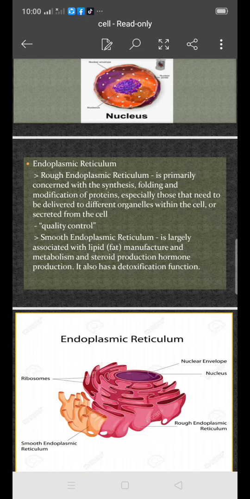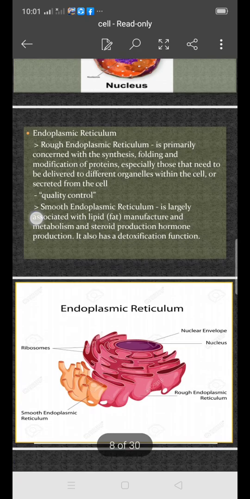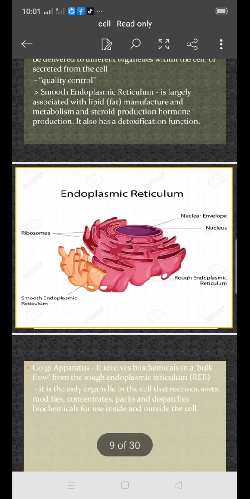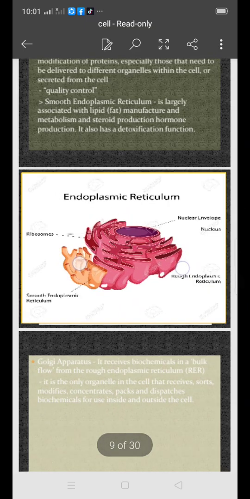Endoplasmic reticulum. Rough endoplasmic reticulum is primarily concerned with the synthesis, folding, and modification of proteins, especially those that need to be delivered to different organelles within the cell or secreted from the cell. We have a quality control. Smooth endoplasmic reticulum is largely associated with lipid fat manufacture and metabolism, steroid production, hormone production. It also has a detoxification function. So this is the image of endoplasmic reticulum.